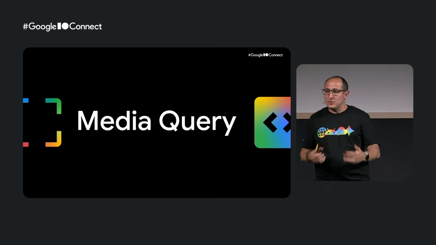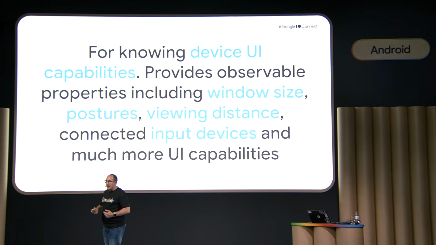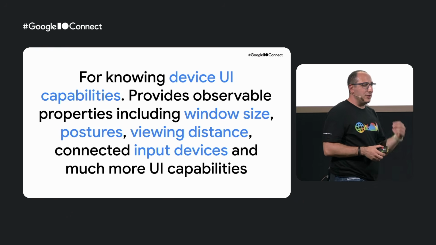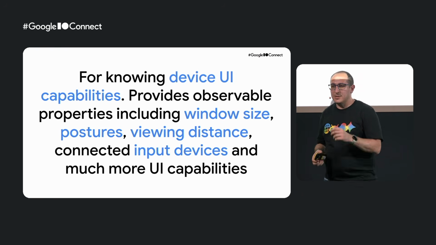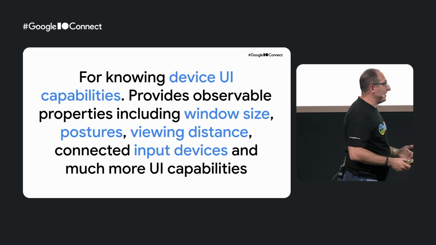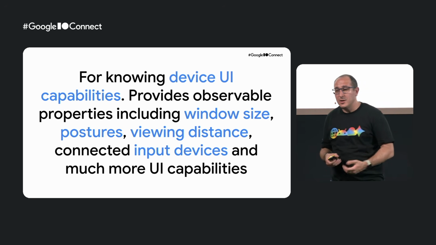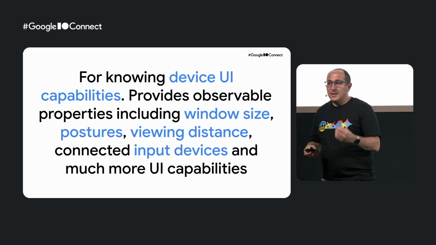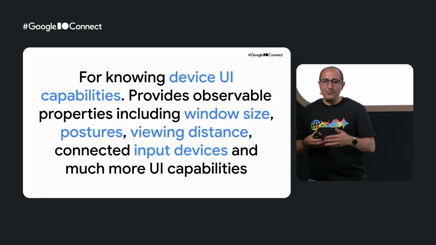So, let's get started. The first API that I wanted to talk about is called MediaQuery. If any of you ever had any web development experience, this might sound familiar. MediaQuery is a small API that helps you understand what kind of UI capability are available on the device on which your app is running. It can give you a huge amount of data. And all this data, of course, will change every time that the capabilities of the device will change.